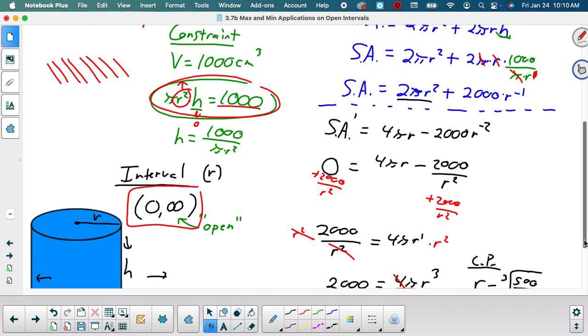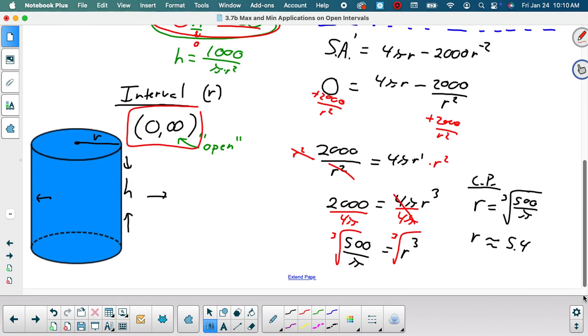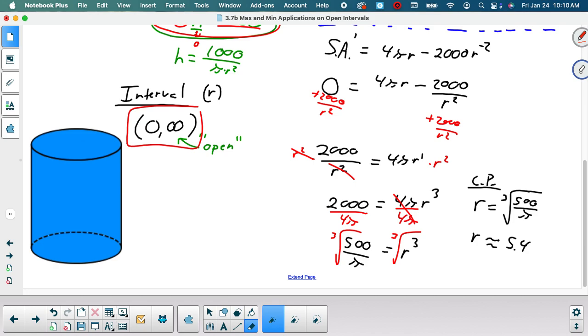So here's what's different. I recognize it's an open interval. Great. Some of us are still thinking, does that make sense, Mr. Roy? But now the proof in the pudding is now different. The proof in the pudding is this. How do I prove this now that this critical point, the critical point that I got right here, r equals the cube root of 500 over pi, or 5.4, what I'm going to have to do now is I can't make a table because I can't have infinity on a table because infinity is not a number.